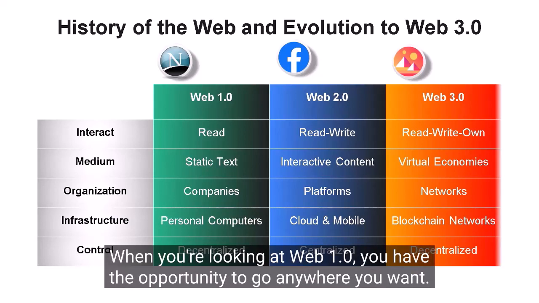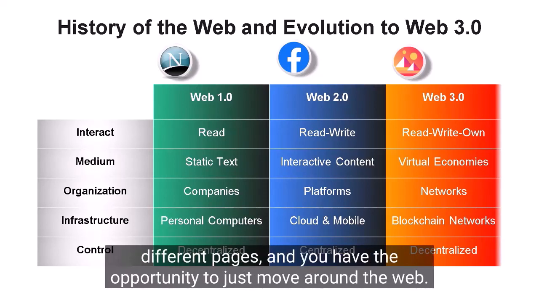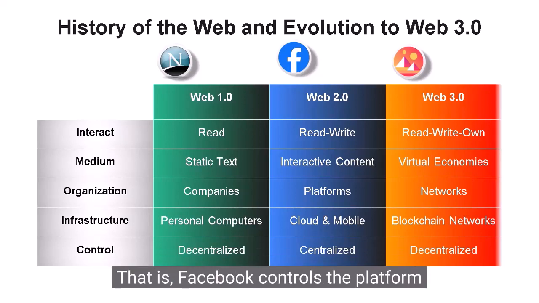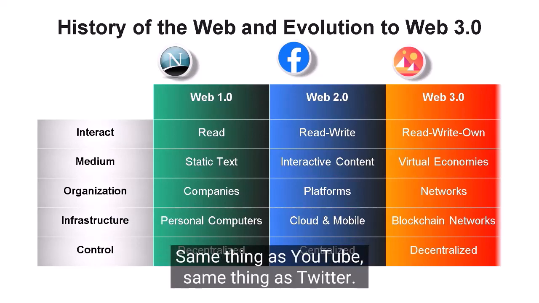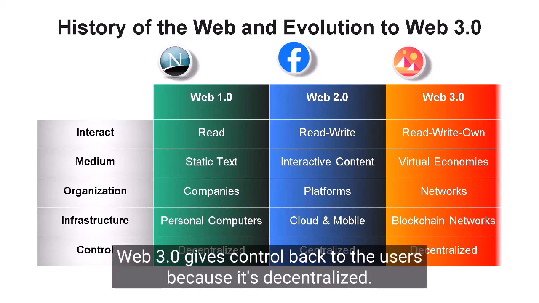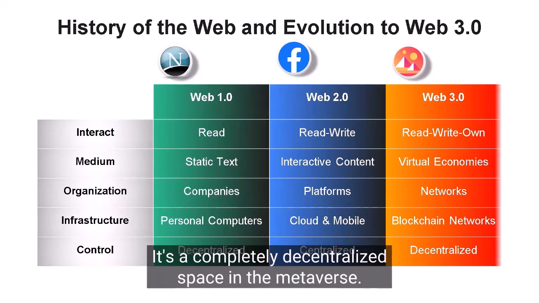When you're looking at Web 1.0, you have the opportunity to go anywhere you want. You have your home computer, you could just access different browsers, different pages, and you had the opportunity to just move around the web. When you move to Web 2.0, it's completely centralized control. That is, Facebook controls the platform, and if they disagree with you using their platform, they can shut you out. Same thing as YouTube, same thing as Twitter. There's just full control placed in the hands of the platform. Web 3.0 gives control back to the users because it's decentralized. There is no platform to just shut down your account. It's a completely decentralized space in the metaverse.